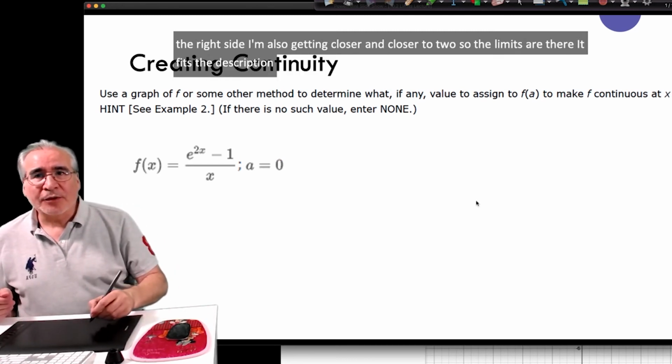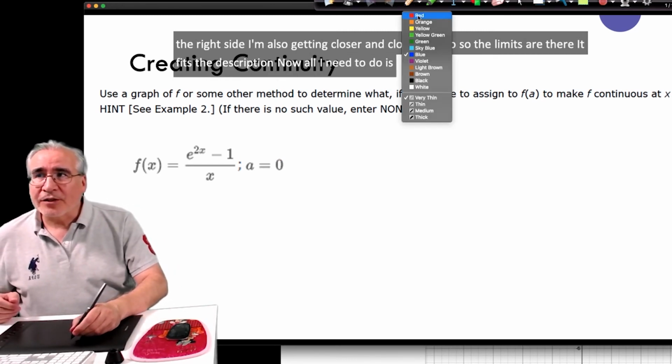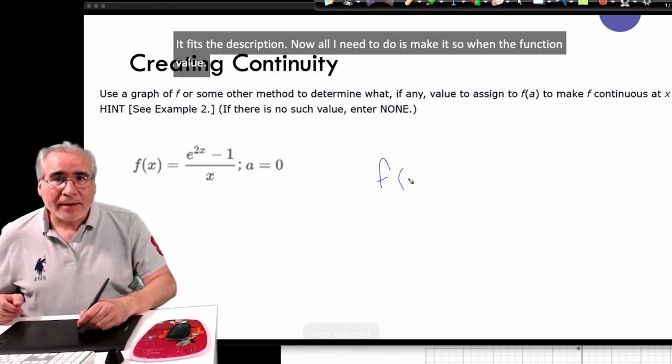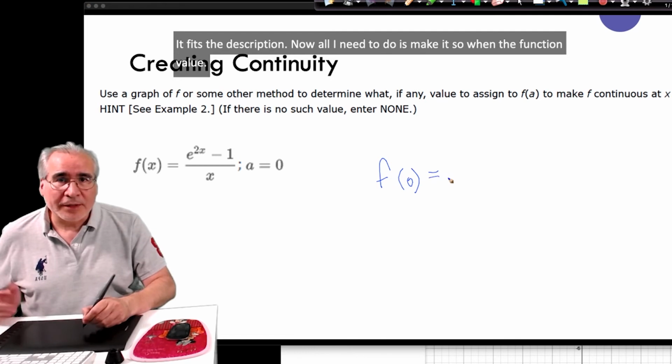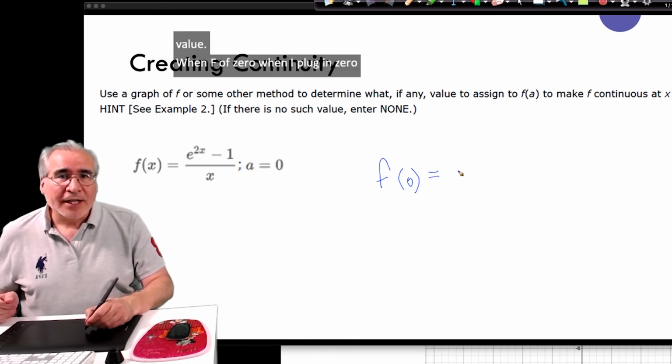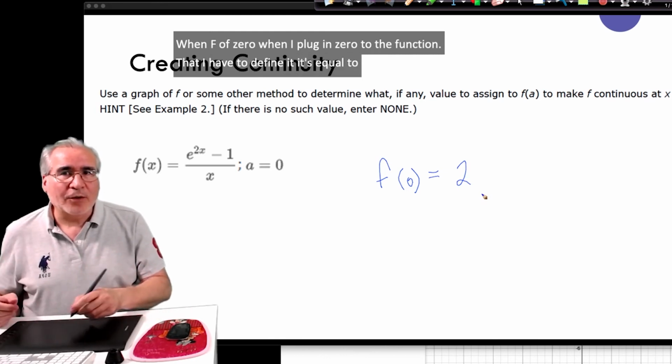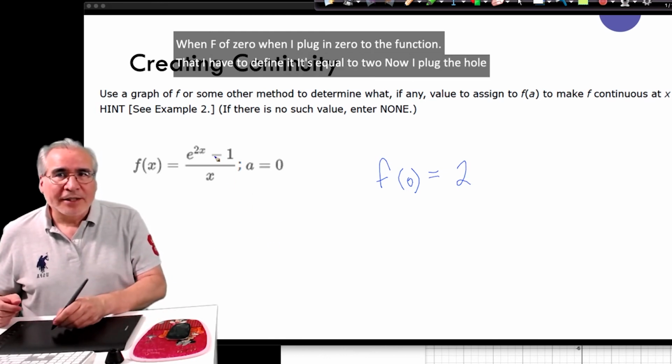All I need to do is make it so that when I plug 0 into the function, f of 0, I have to define it as equal to 2. Now I plug the hole. And again, we get this piecewise function.